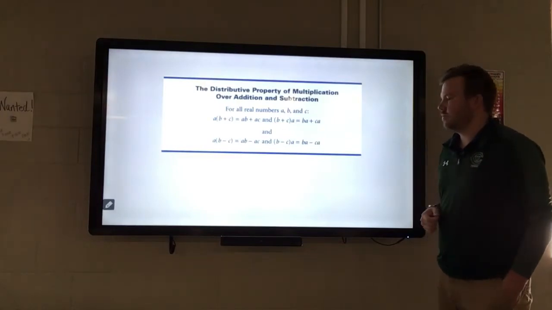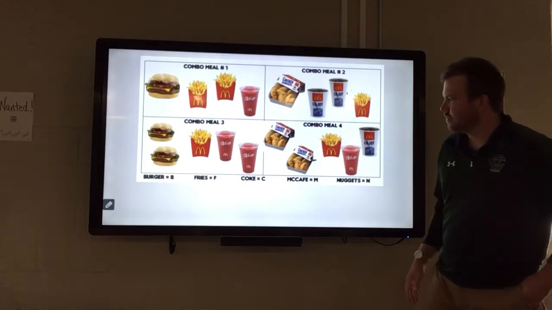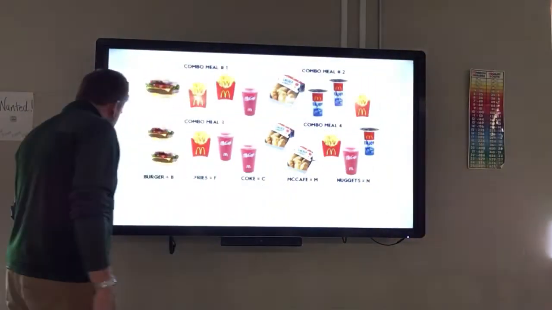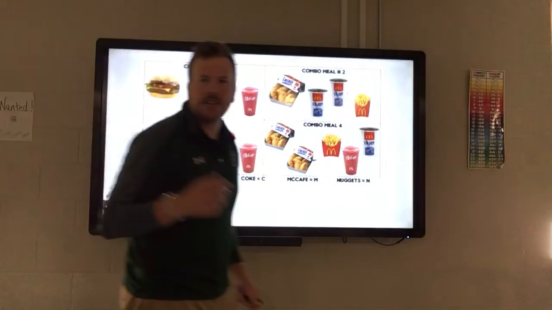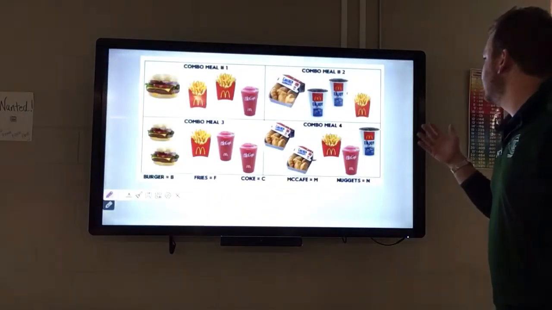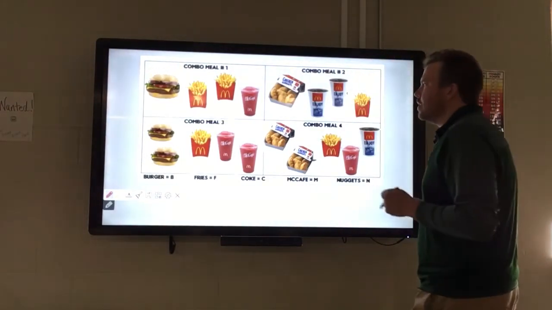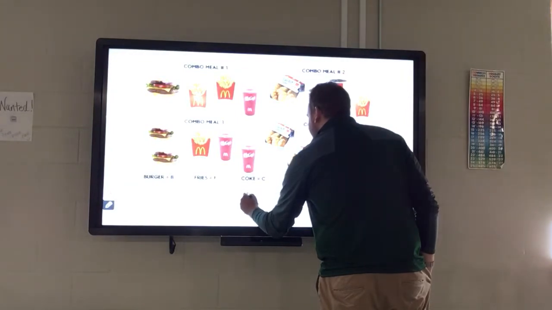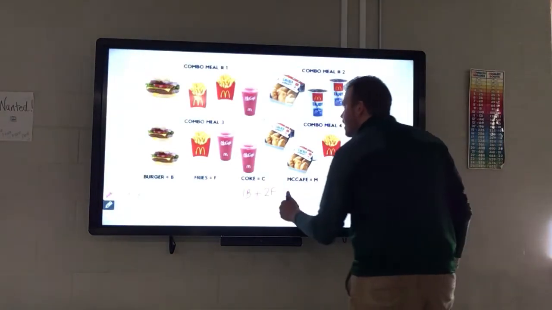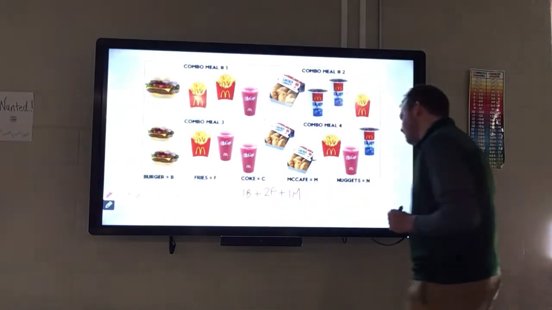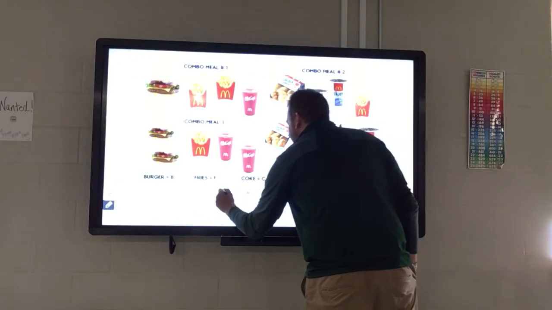Now to illustrate this, let's use food, because everybody loves food, right? So we have some combo meals here. Now let's say I wanted to buy everybody in your class a combo meal number 1. We'll keep it simple. A combo meal number 1 consists of 1 burger. It consists of 2 fries. I don't know why it has 2 fries, it's just an example. And it consists of 1 McCafe. And like I said, I want to buy it for everybody in your class, so I'm going to have to buy like 20 of these.